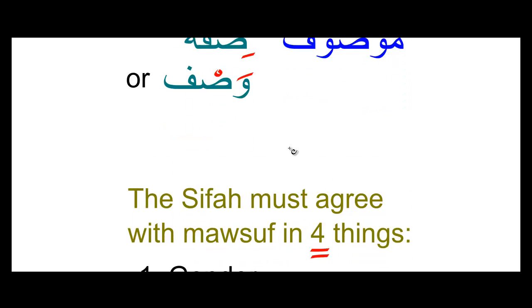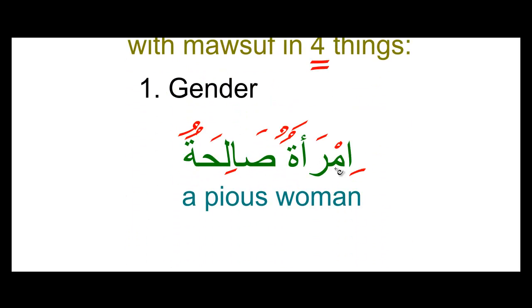Why did I do that? Because the word that we're describing is feminine, imra'atun, woman. This ta marbuta tells us that this word is feminine. Hence, the adjective also has to be feminine. So we say imra'atun salihatun, and we don't say imra'atun salihun.